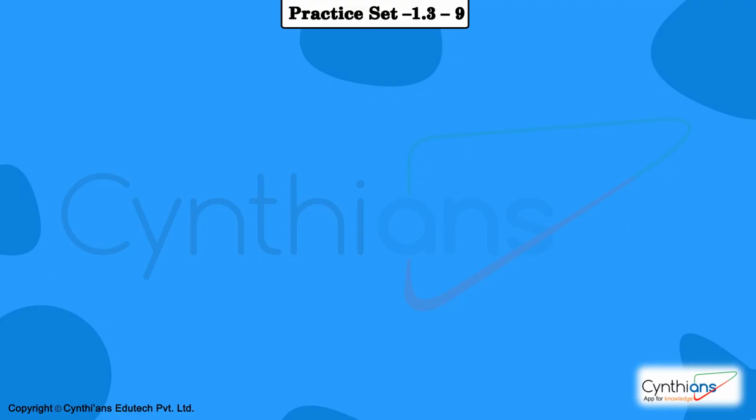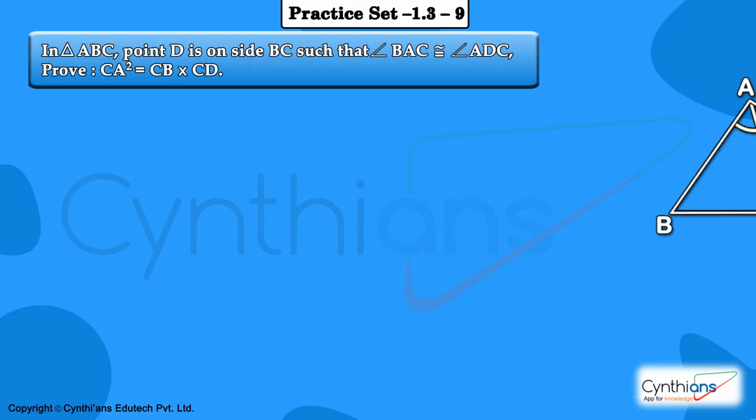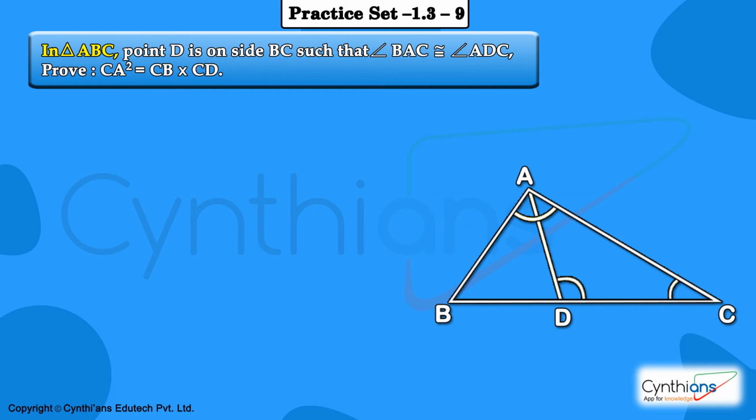Practice it. 1.3, sum number 9. In triangle ABC, point D is on side BC such that angle BAC is equal to angle ADC. Prove that CA square is equal to CB into CD.